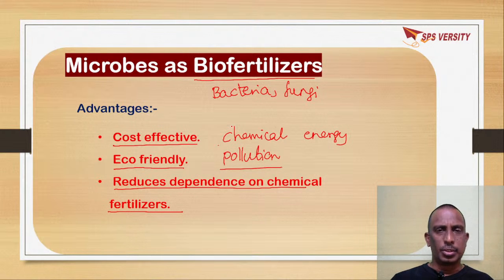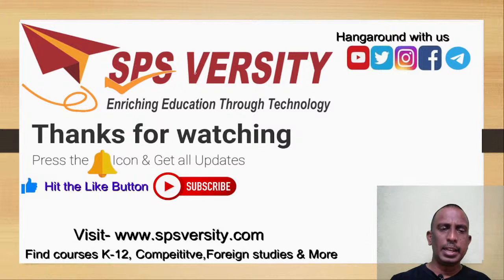Like this, microbes are used as biofertilizers, as well as pesticides, bioinsecticides and bioherbicides, which will kill specific insects. Biofertilizers will increase the fertility of the soil. So that's all about microbes in human welfare.